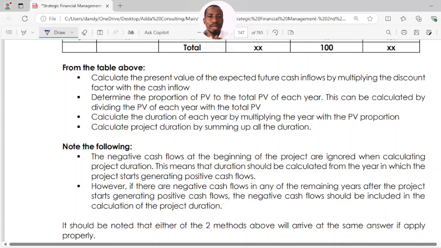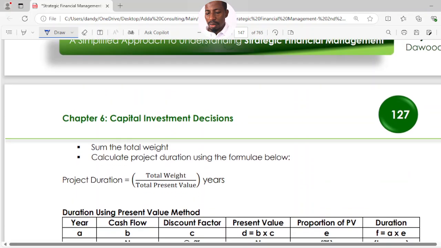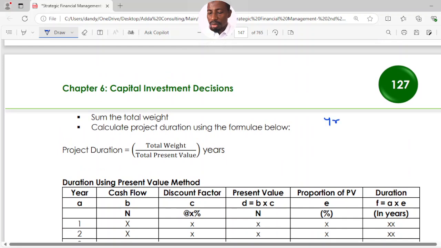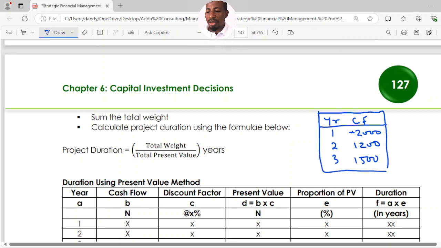However, if the negative cash flow occurs in between years, then the negative cash flow should be included when computing the project duration. What do I mean by that? Let's take up this scenario: year 1, year 2, year 3. You are given cash flows. The cash flow of year 1 is minus 2,000. Cash flow of year 2 is 1,200. Cash flow of year 3 is, let me say, 1,500, for example. When calculating my project duration in this scenario, I will ignore the cash flow of year 1 because it is negative. I will only compute project duration for the cash flows of year 2 and year 3. That's all. I will ignore the negative cash flow.